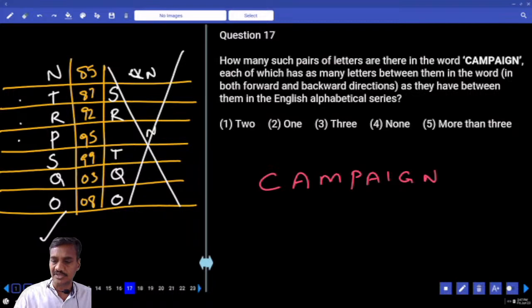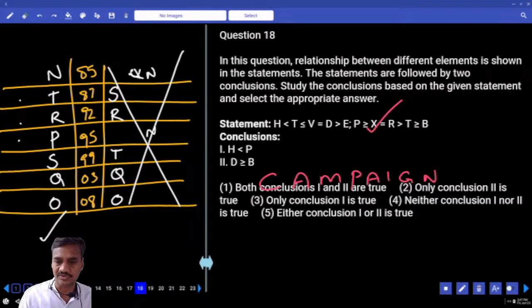And again in the reverse: N, O, P, Q, R, S, T, U. G, H, I, J, K, L, M. I, J, K, L, M, N. A, B, C, D, E. P, Q, R, S, M, N. Not even a single pair can we find. That is the choice for question number 17. The next one, the 18th.